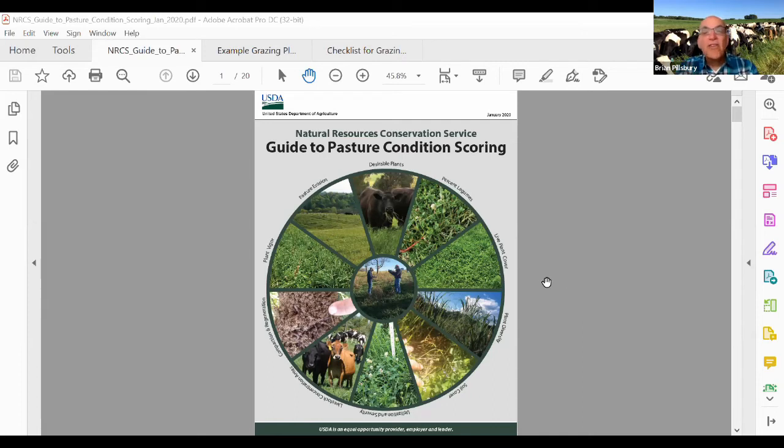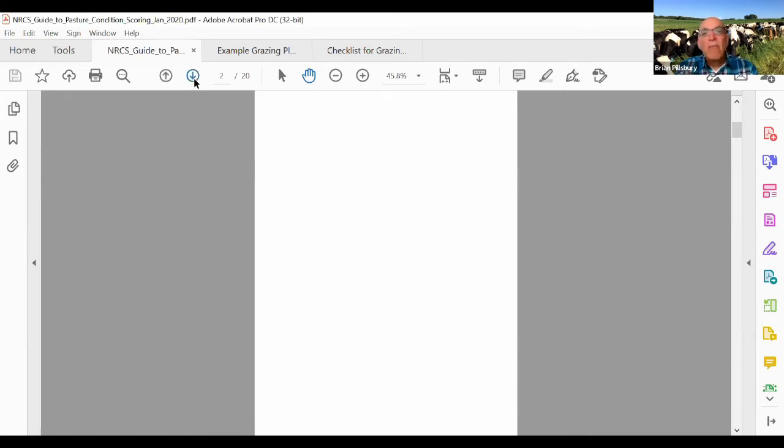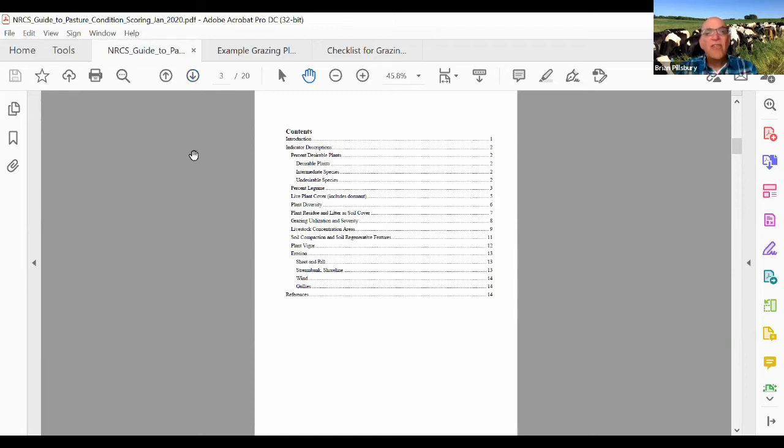All of it is described in this publication. I'm not going to go through it page by page, but the table of contents gives you an idea of the indicators for an overall pasture condition score. The goal is to score each indicator from 1 to 5, 1 being the worst situation for that indicator and 5 being the best, with 10 indicators to get a total possible score of 50. By having a possible score of 50, you're able to compare what you would call your best pasture in your locale, your area, to the pasture that you're looking at.